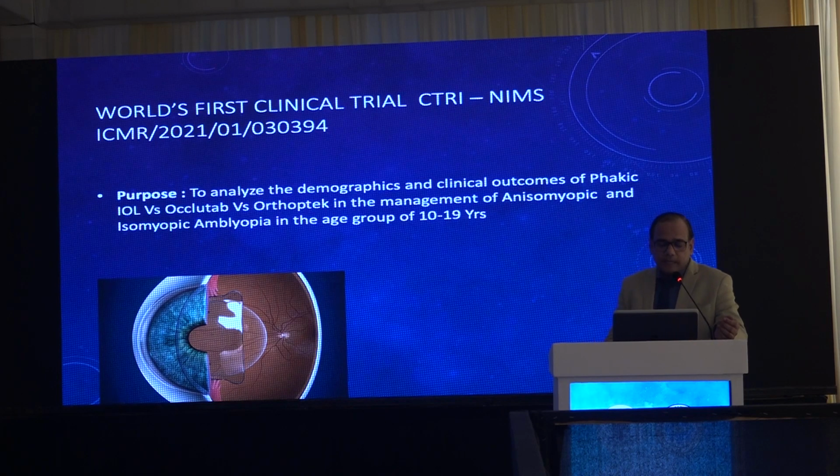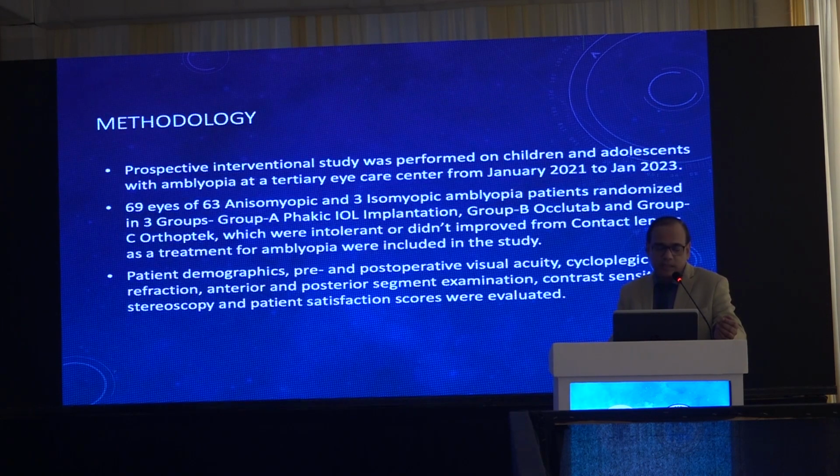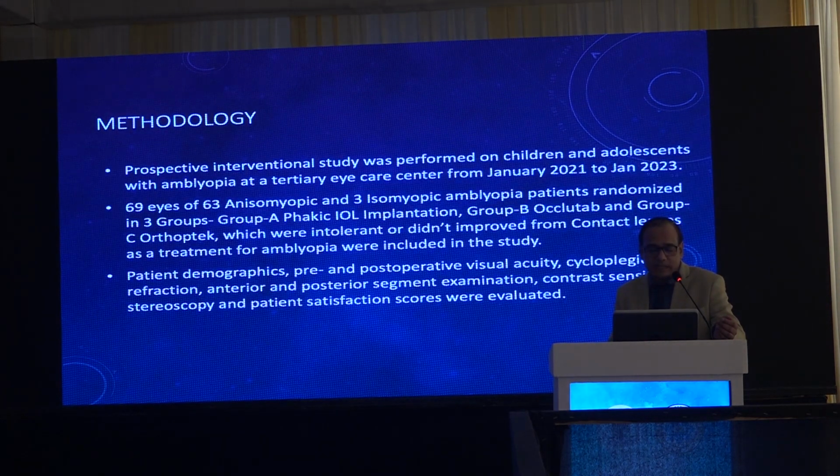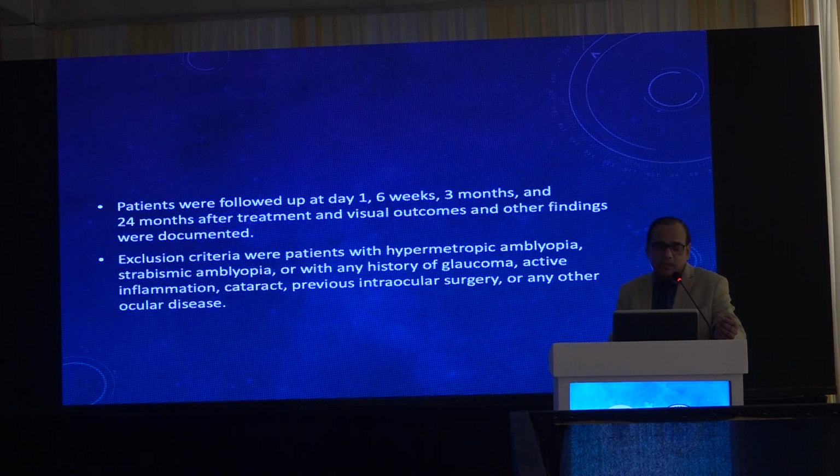The aim was to analyze the demographics and the clinical outcomes of phakic IOL versus Occlutep versus orthoptech in the management of anisomyopic and isomyopic amblyopia in the age group of 10 to 19 years. It was a prospective international study, and 69 eyes of 63 anisomyopic and 3 isomyopic amblyopia patients were randomized in 3 groups: Group A phakic IOL, Group B Occlutep, and Group C orthoptech. The patients were followed up at day 1, 6 weeks, 3 months, and 24 months after treatment.